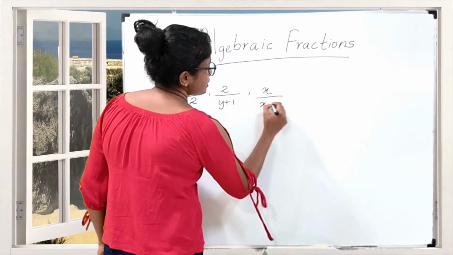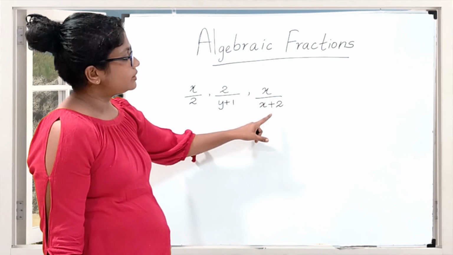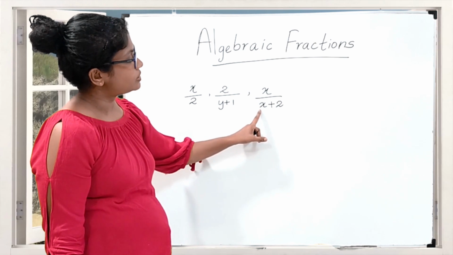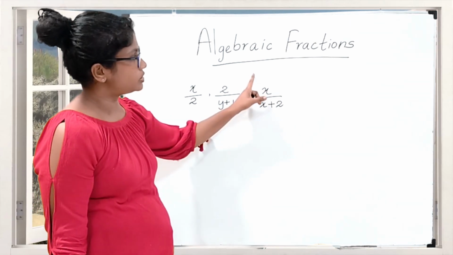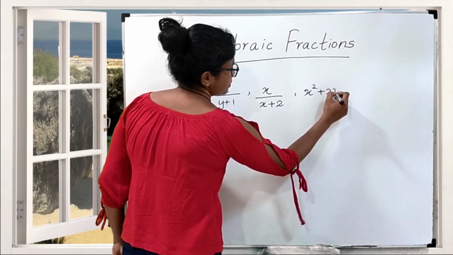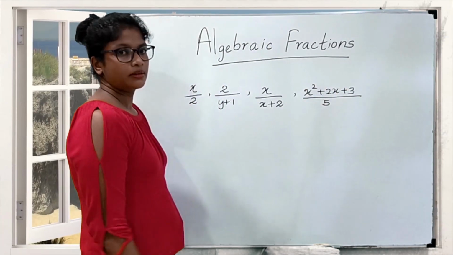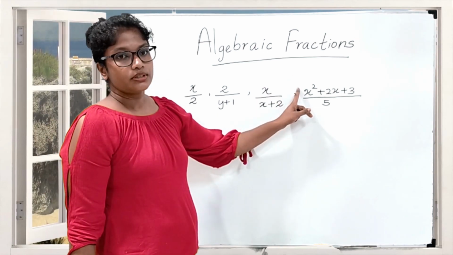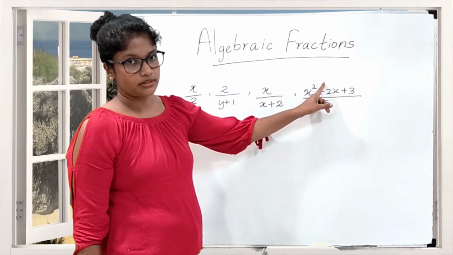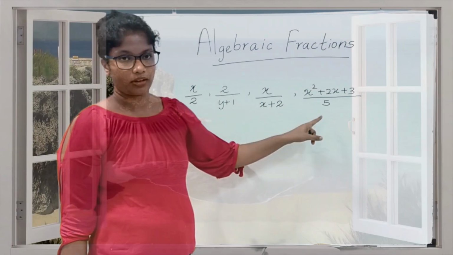x over x plus 2. Here both numerator and denominator have algebraic terms. Here the algebraic term x and the algebraic expression x plus 2 make an algebraic fraction. What about this? Already you know this is a quadratic expression at the numerator, so this is also an algebraic fraction. Okay.